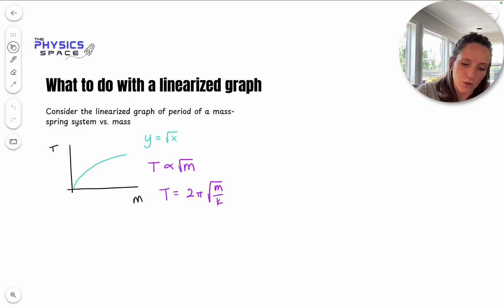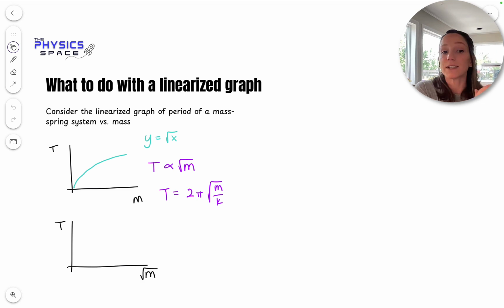So then if we were to linearize that graph and have a graph of T and square root of the mass, or T squared and mass, both are fine, that would give us a linearized graph.